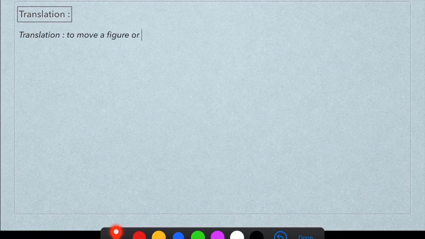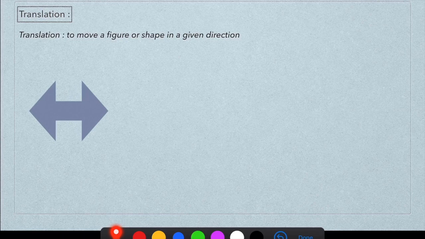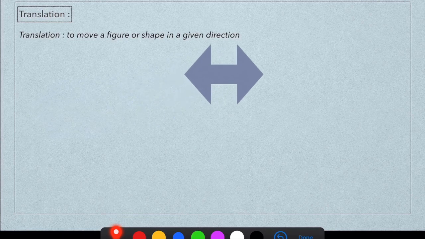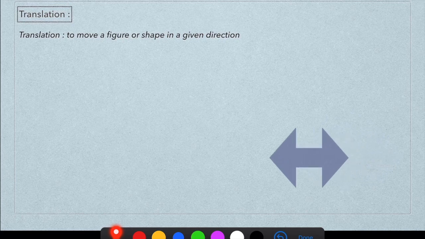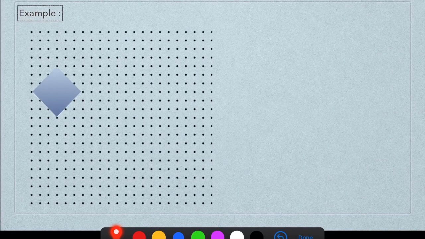So as I told you, translation means to move a figure or a shape in a given direction. So it means if we have a figure like this, if you start moving it in any direction, actually you are translating the figure or the shape. So let's see how the questions are going to be about this part. Question says, translate this diamond 11 rightwards and 3 upwards. So all you need to do is to pick the corners again.